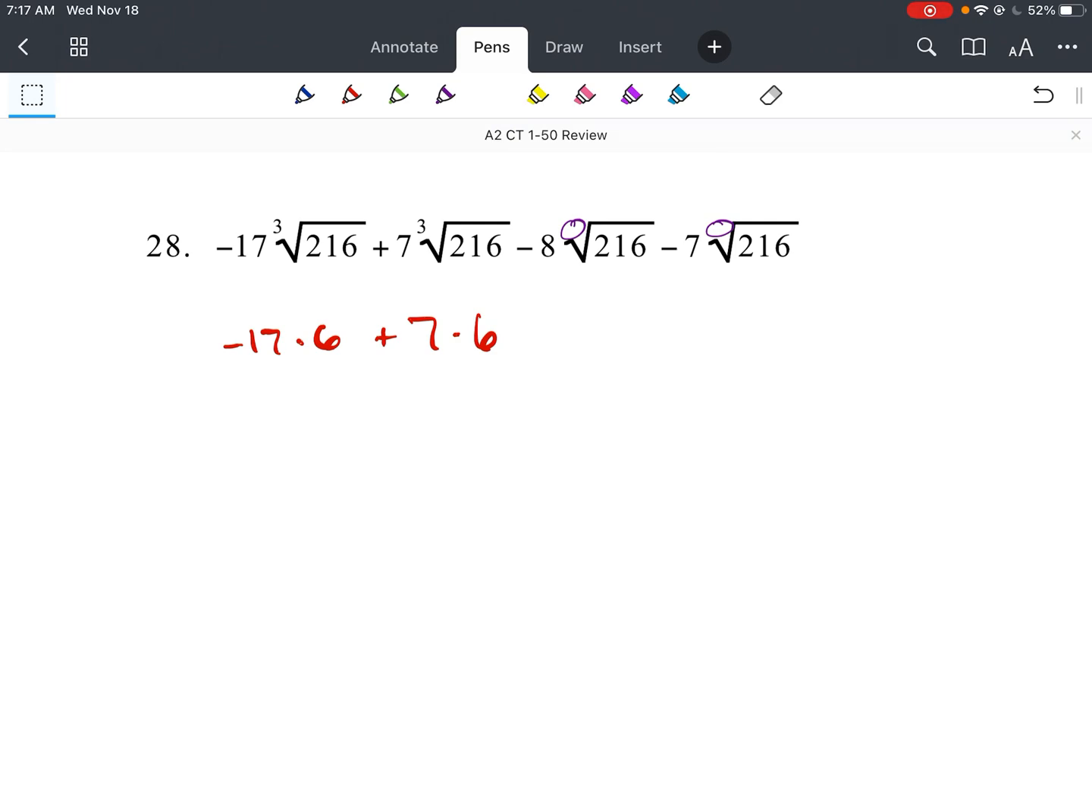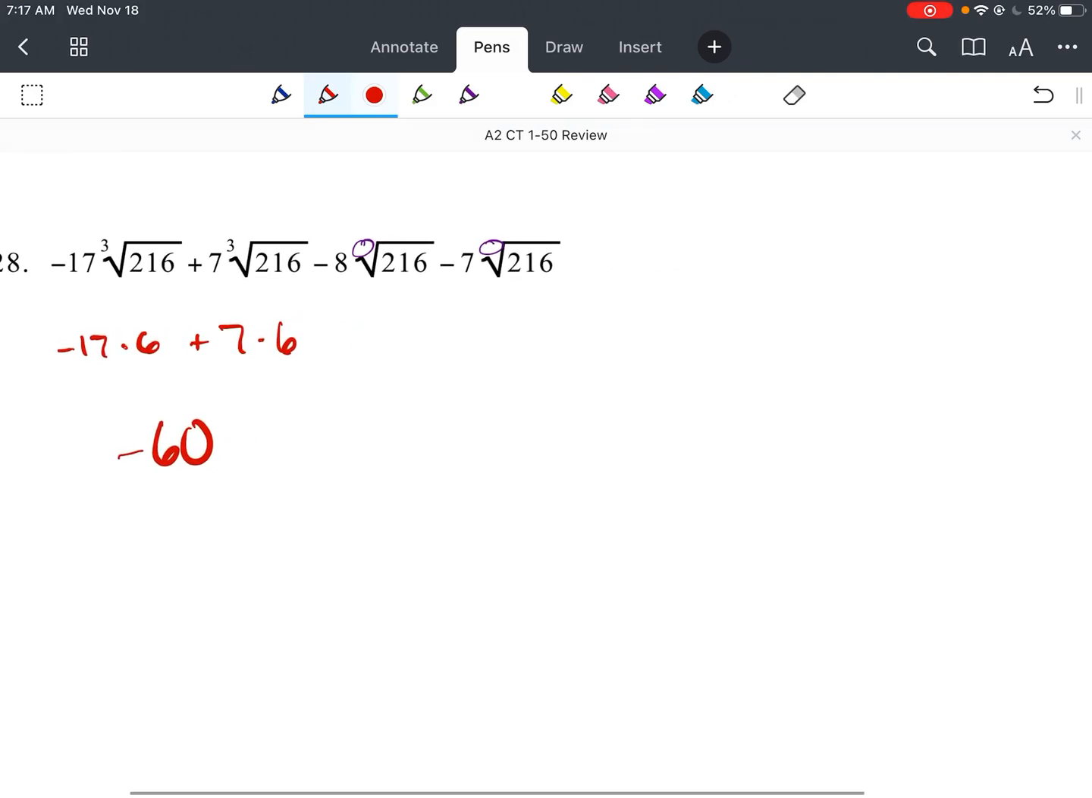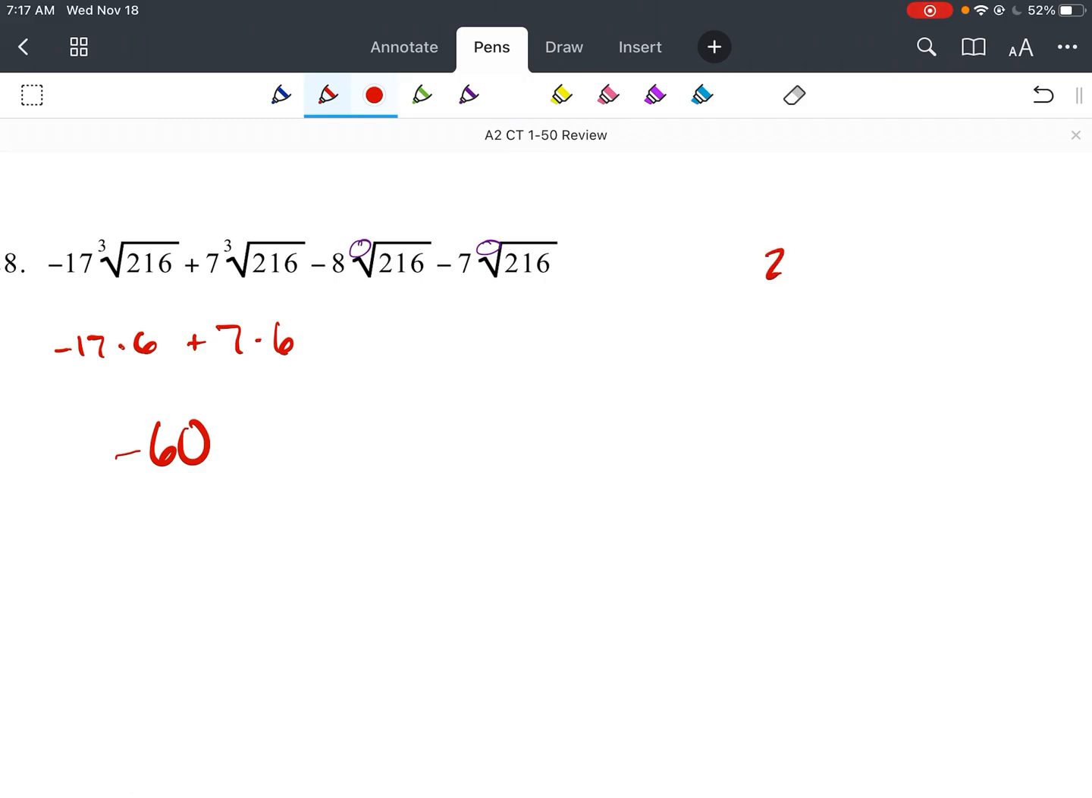All right, so we'll do this part first. 17 times 6. All right, so this all comes out to negative 60. And then let's work this out. This is 216. But I'm doing square root this time. And the square root of 216 is not pretty. So kind of like we did earlier, we could do 3 times 72, 36 times 2, 6 times 6, and 2 times 3, 2 times 3, and there's all your fruit.